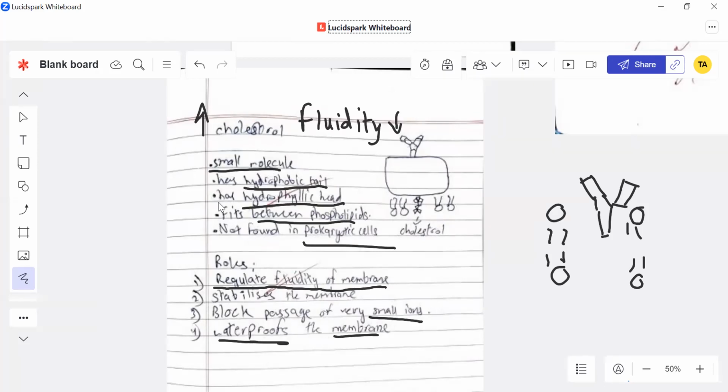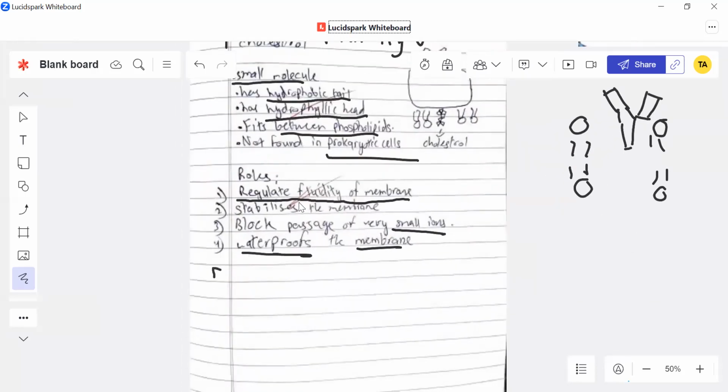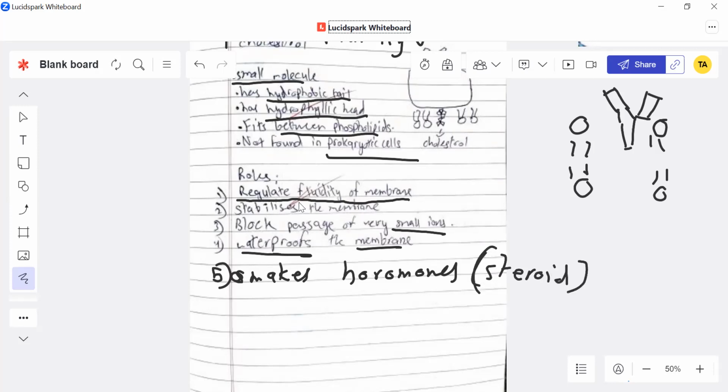Now, another very important role of cholesterol is that it synthesizes hormones. And not all hormones, only the steroid hormones. So cholesterol synthesizes steroid hormones. Remember that not all hormones are synthesized by cholesterol, only steroid hormones are synthesized by cholesterol.